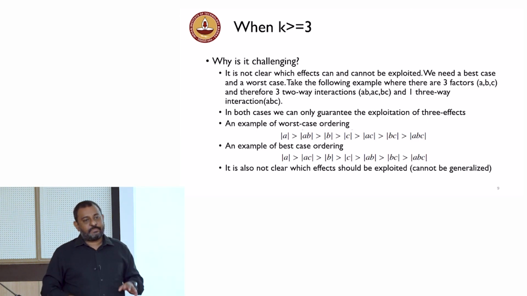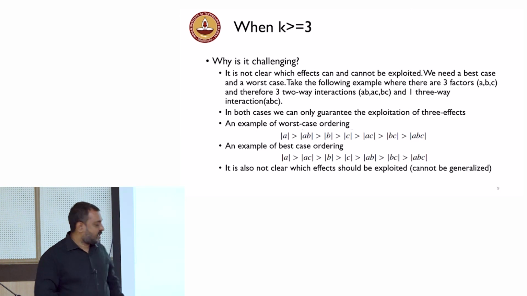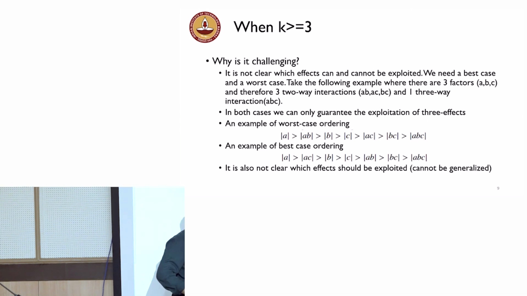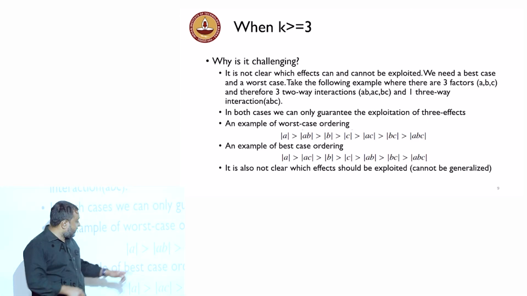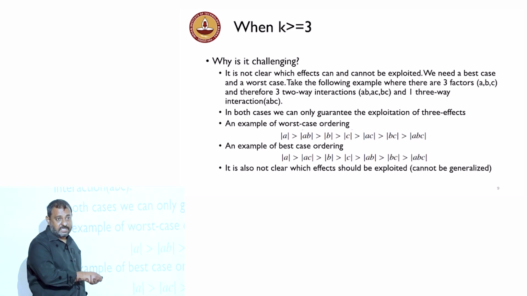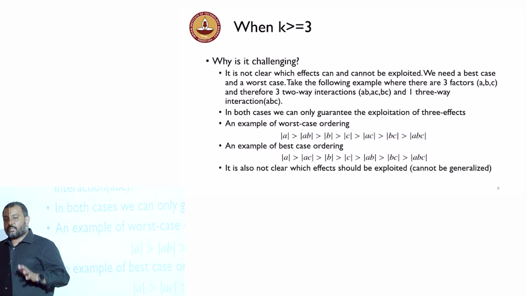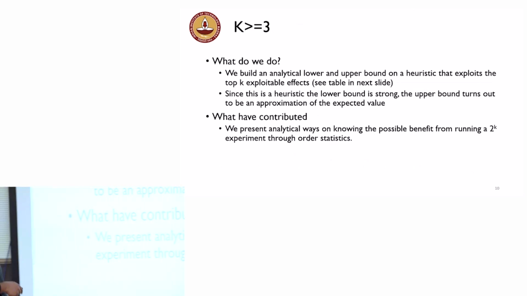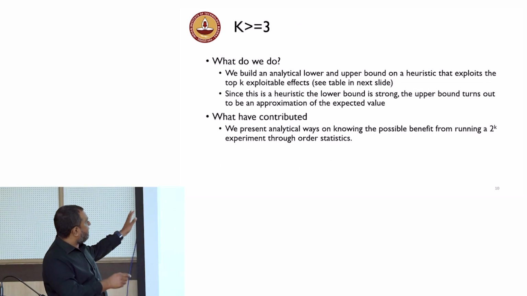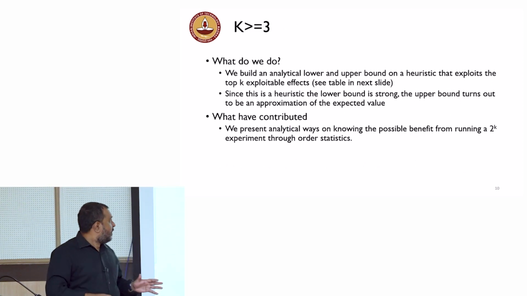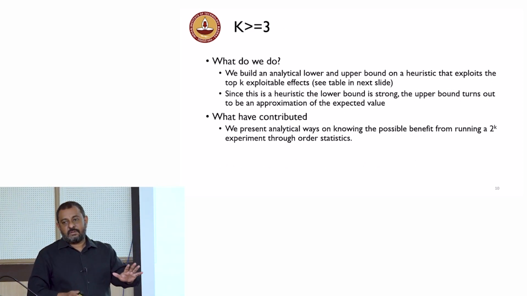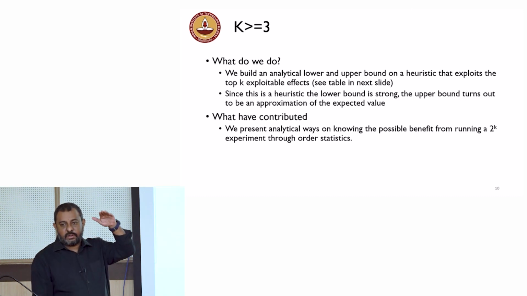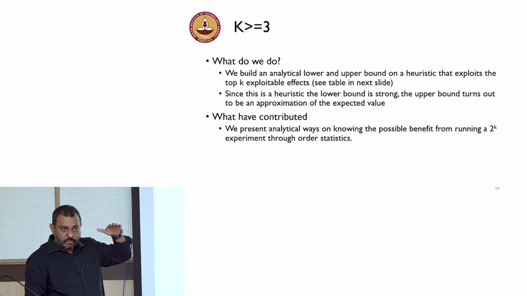So what do we do? We say let us still go ahead and assume a heuristic that exploits the top k exploitable terms. It's not guaranteed, but the heuristic just says whichever is the topmost term, if I can exploit it, I'll exploit it. So in this case, clearly I can't exploit this, so it will have to skip. So is there a pattern to the best case and the worst case orderings? That's what we explore. What we have done is build a lower bound and an upper bound on the heuristic that says I will try to exploit based on the terms ordered by magnitude, right?